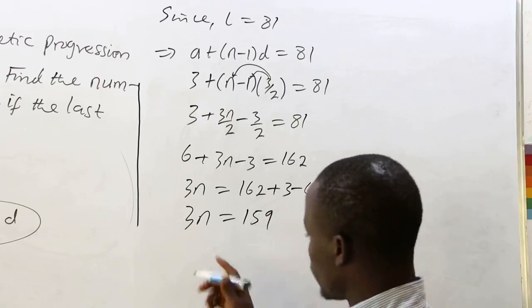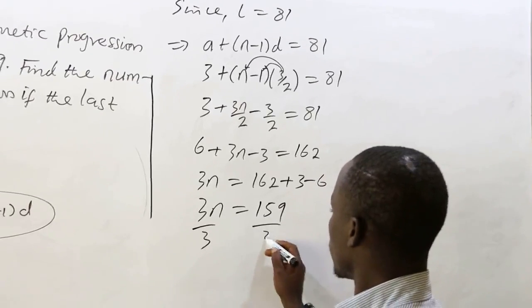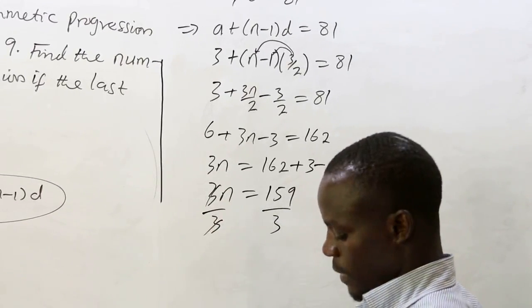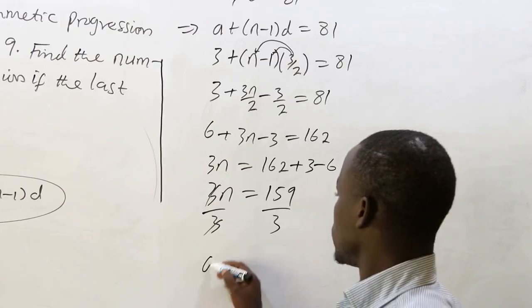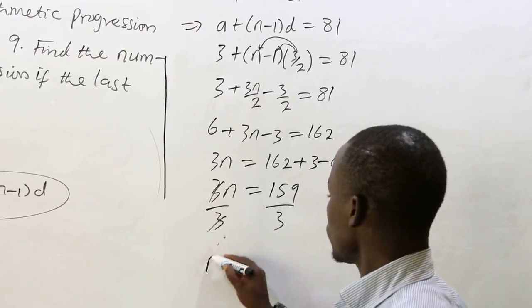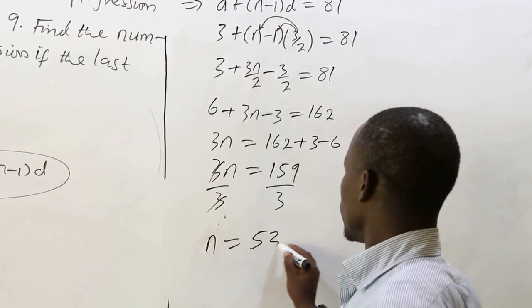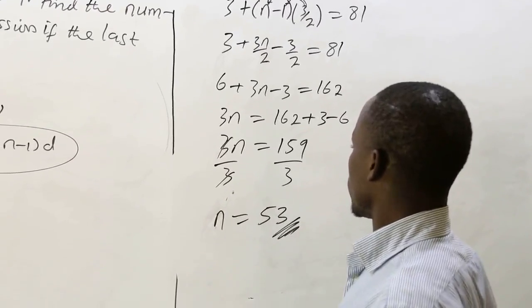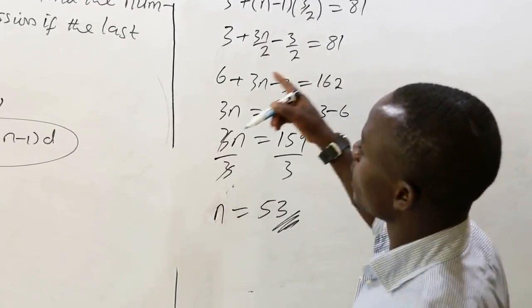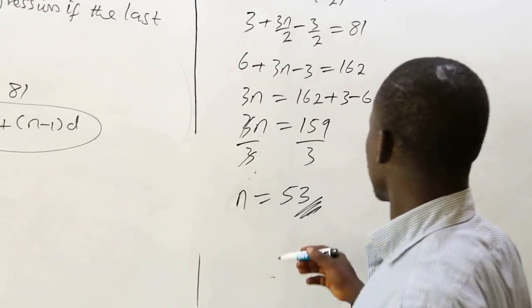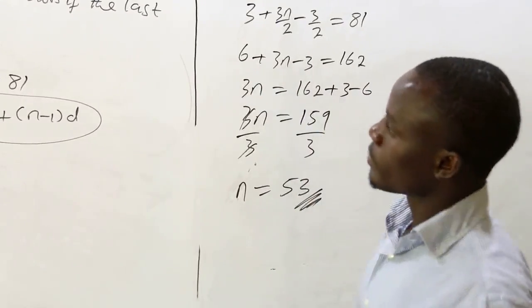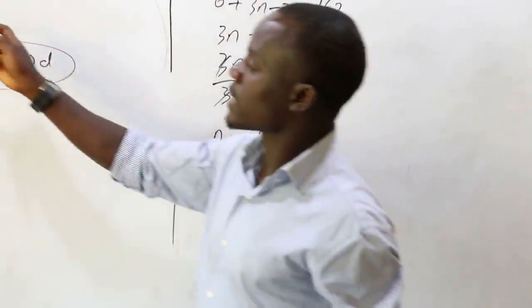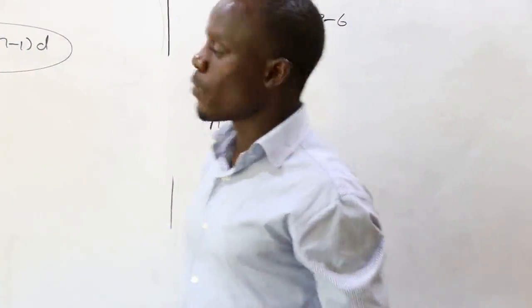We have 159. So divide both sides by what now? 3. So we divide by 3. So our n is equal to what? 53 as our number of terms. So there are 53 terms in the progression, given that the last term is 81.